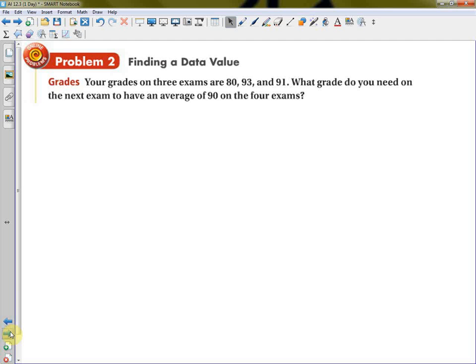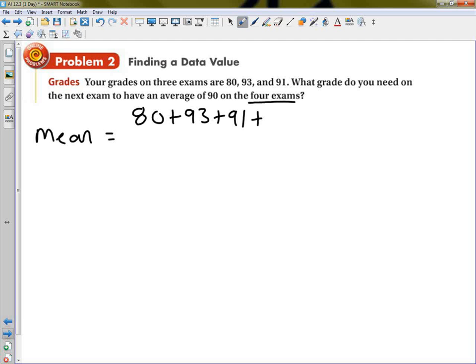So here we have grades on 3 of our exams, which are an 80, a 93, and a 91. We want to know what grade we need to score on the next exam to have an average of 90 on the 4 exams. Well, again, average is the same thing as mean, which is when I add together all of my scores. I've got those 3 scores. What's my last exam score?